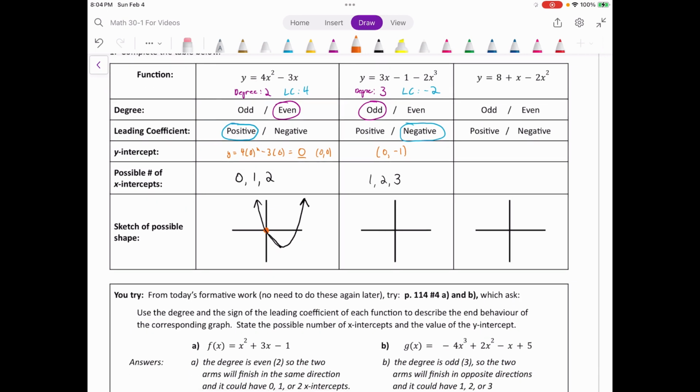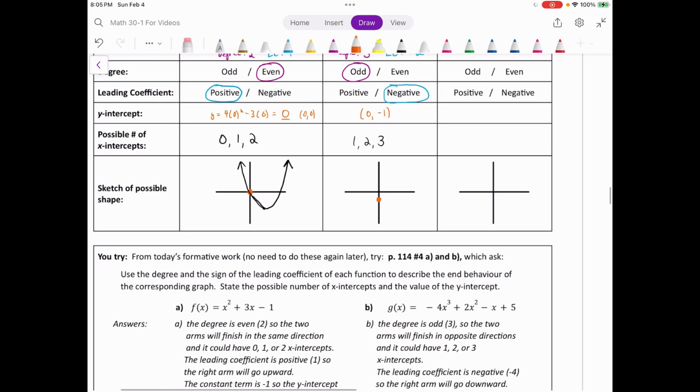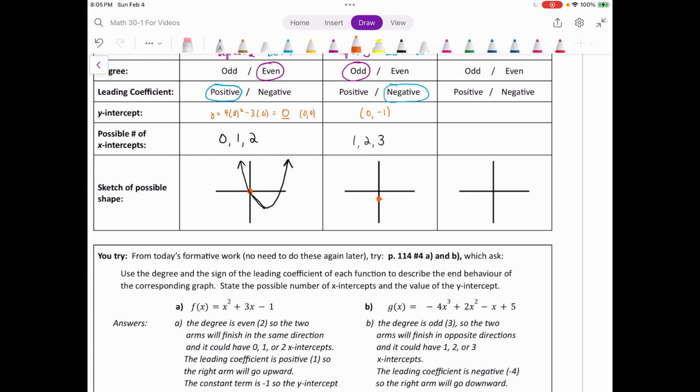We know the y-intercept is at 0, -1. Okay, so something like that. What do we know about the right arm? Well, it's got a negative leading coefficient. So our right arm goes downwards. Right? Our right arm goes downwards. And what does the left arm do? The left arm goes upwards. So it might look something like that.